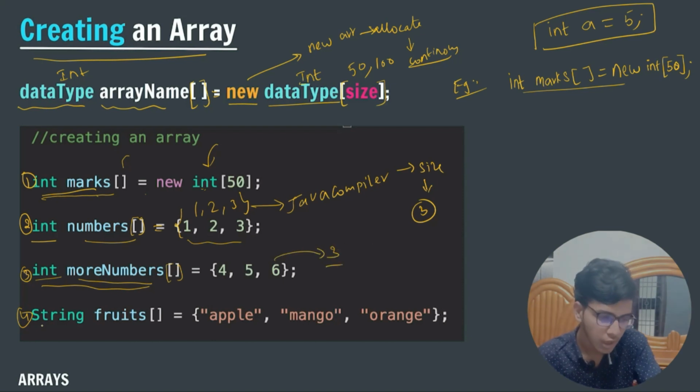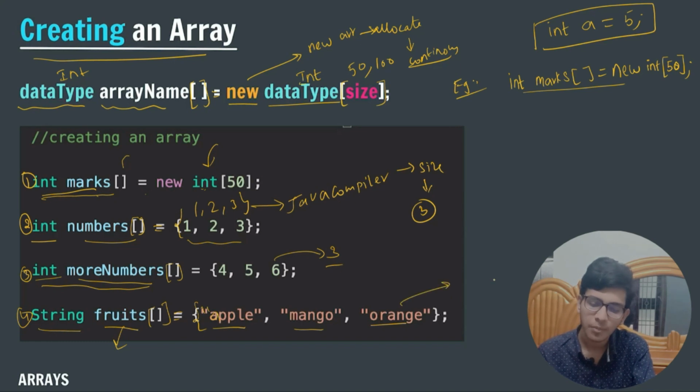In the fourth example, we have created a string array. After that, fruits is the name of my array. After that, square brackets, equals to, and in the curly braces I have stored different strings: apple, mango, orange, and all those things. So here the Java compiler will automatically understand that there are 3 strings present in our string type array. So let us code this and understand how to create an array.